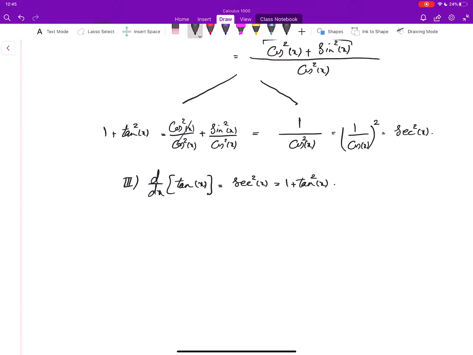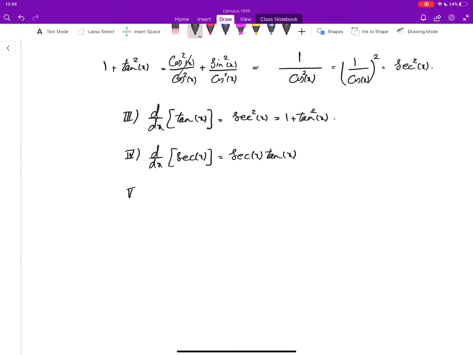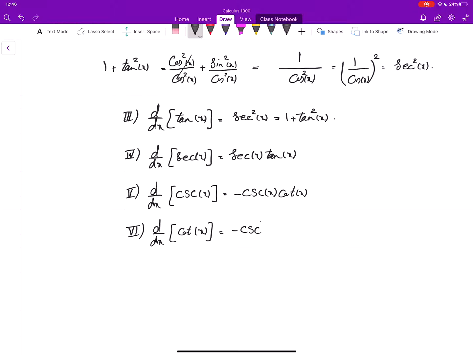I encourage you to do the derivatives of other trigonometric functions, and you will see that, for example, the derivative of secant x is equal to secant x tan x. The derivative of cosecant x is minus cosecant x cotan x. And the derivative of cotan is minus cosecant squared x, or minus 1 plus cotan squared x. So these are the rules that you have to add to your toolbox, the differentiation toolbox.